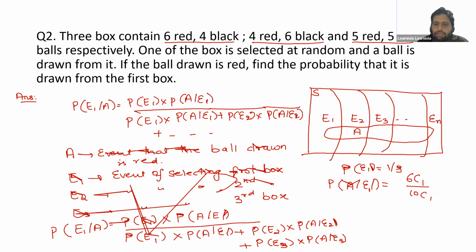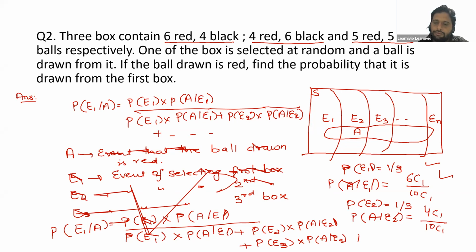So, Aman, is it clear that P(E1) is equal to 1 by 3 and P(A/E1) is equal to this? You know how to solve the combination? I already told this in the first class. Now P(E2), selecting the second bag. There are three bags, so selecting the second bag is 1 by 3. P(A/E2) means you are drawing a red ball from the second bag. In the second bag you have 4 red balls, so 4C1 by 10C1.